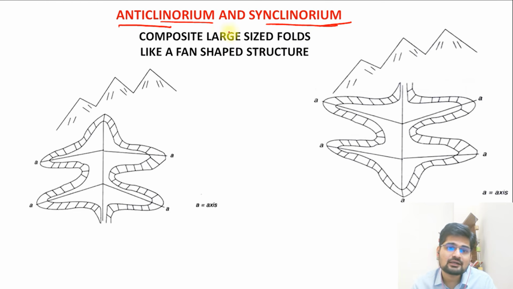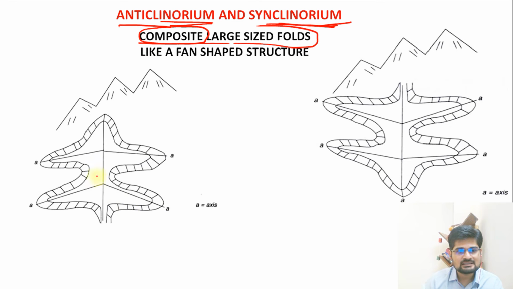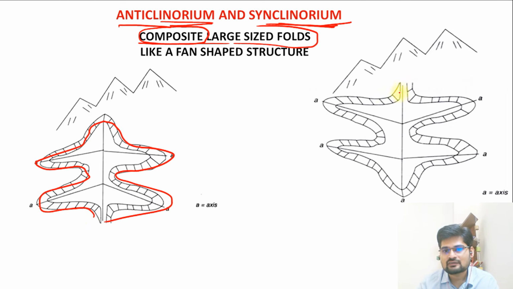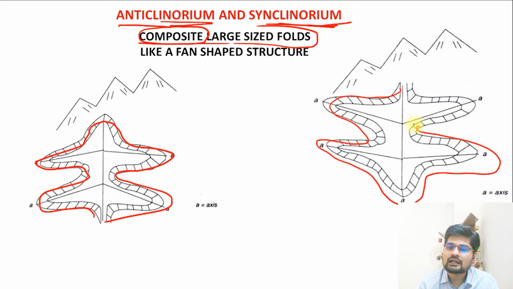So together they are called anticlinorium or synclinorium. So they are largely composite large size folds that are important. What we see here is largely an anticlinorium, right? And this is the synclinorium. It all depends upon what kind of force is coming, and it is largely a fan shaped structure.